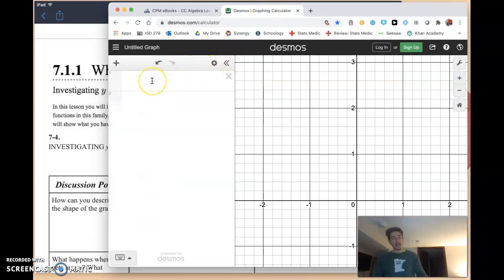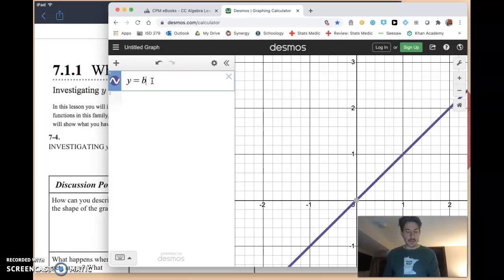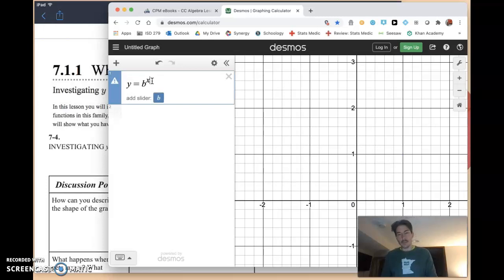And I'm going to set this up in a way that involves a slider. And this is very, very doable, not just for exponential functions, but really for any function. I'm just going to type in the generic form that we're given. y equals b to the x power. So here we go, y equals b to the x power. And the beauty of Desmos is, because I don't have a base here, it'll ask me if I want to add the slider, and it'll plug in that value on the slider for b, and it kind of creates its own variable, and it's really cool.